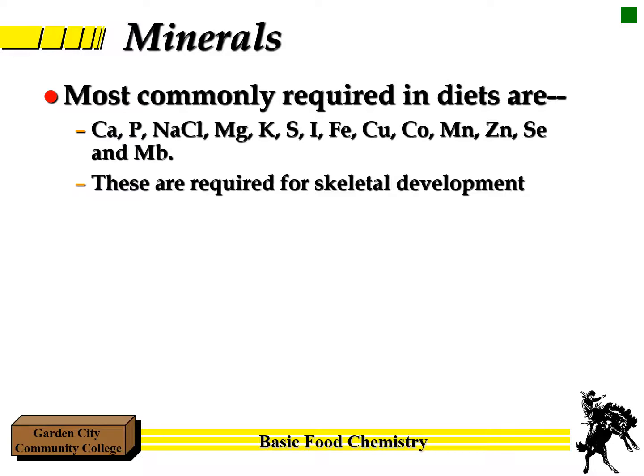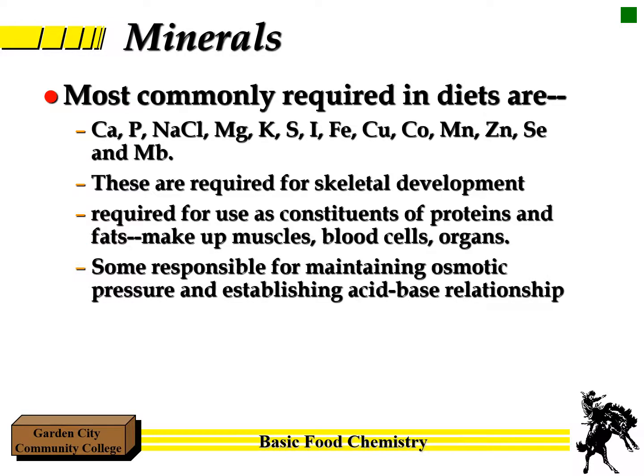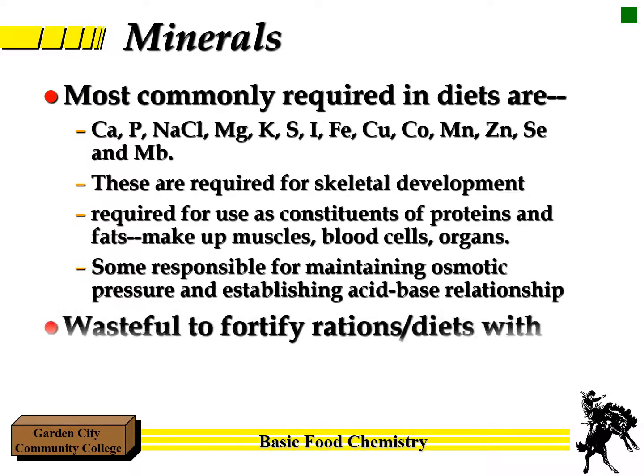A lot of these are going to be required for skeletal growth, but also some other things, and we're going to talk about them. Some of them may be a requirement for constituents that make up protein, like phosphorus and or sulfur. Again, they could be a component in fats, certain fatty acids. They make up muscles, blood cells, organs. Some are responsible for maintaining osmotic pressure and establishing acid and base relationships. So sodium and chlorine are big ones for that.